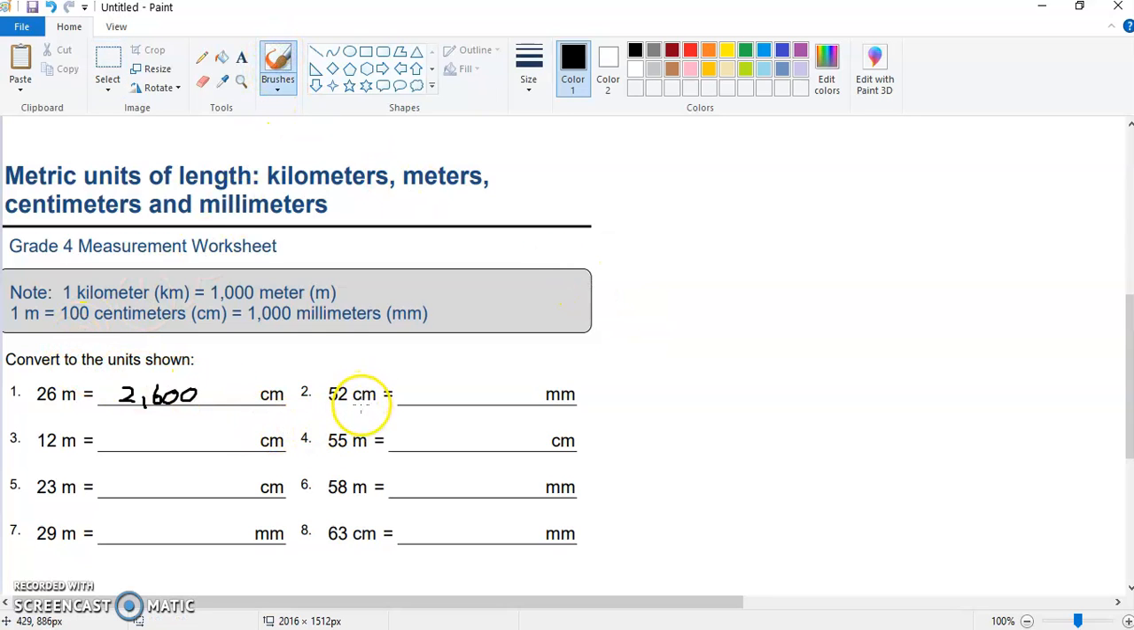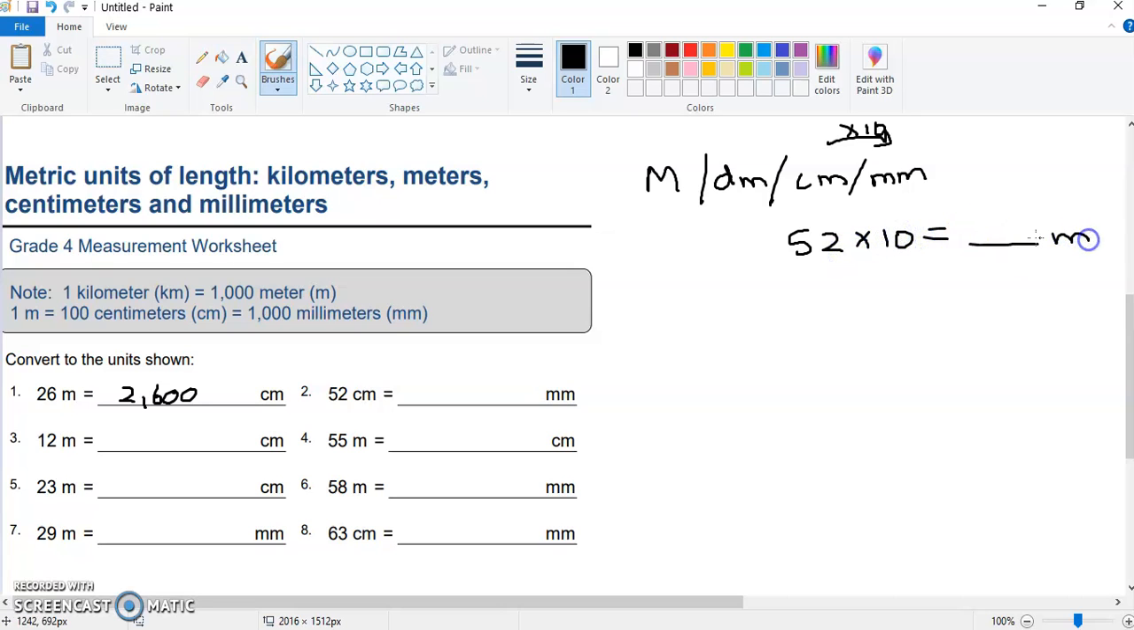Number two, if there's 52 centimeters, how many millimeters is that? Well, the way it works is it's kind of like a place value chart. You have meters as your ones column. Then you'd have your decimeter, but we don't use decimeters yet. After that, you have centimeters, and then you have millimeters. Well, centimeters is only 10 times greater, so if you have 52 of those centimeters, you just multiply times 10 and you'll get your millimeters.